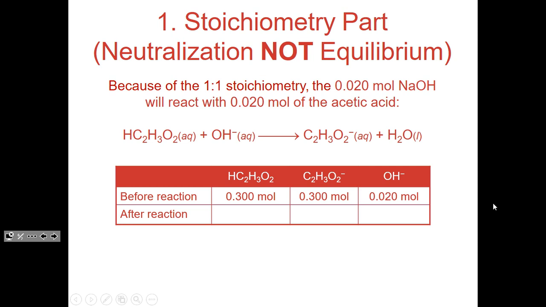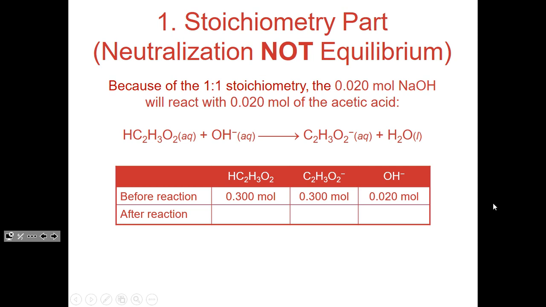And through neutralization, you need to understand that one always becomes the other. So originally we had 0.300 moles of each, and now we're adding 0.02 moles of OH minus to the situation. And you need to get that in our neutralization reaction, which is what we're looking at here. So this is not the equilibrium reaction. This is the neutralization of our acetic acid to make acetate.